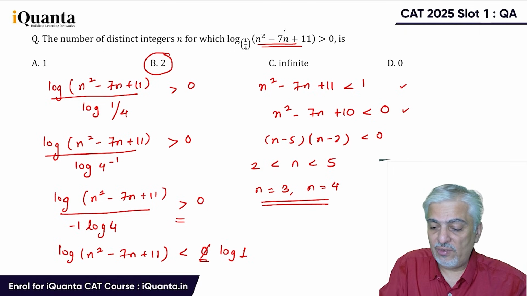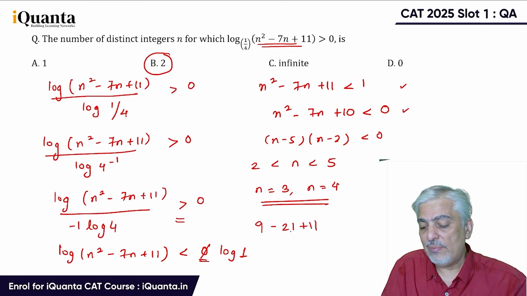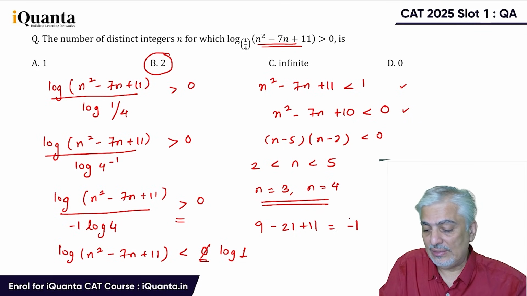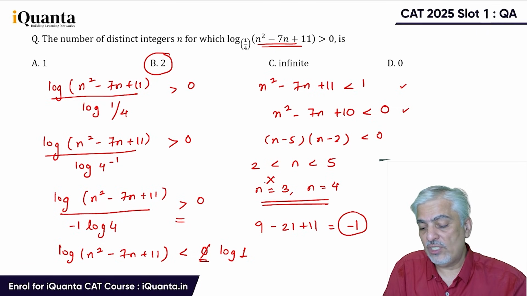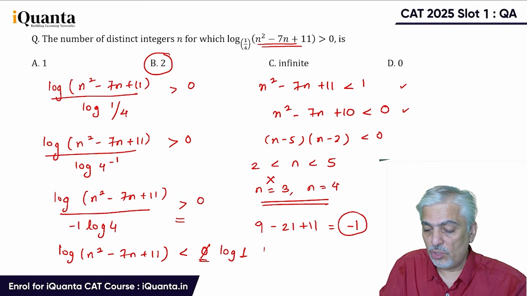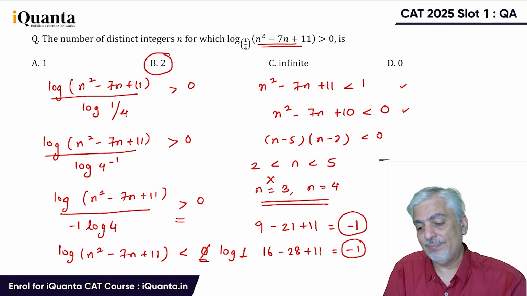So what will we get if we put 3? If I put n as 3, we will get 9 minus 21 plus 11. That will be 20 minus 21, negative 1, which means 3 will not satisfy. Put n as 4. If I put n as 4, it will be 16 minus 28 plus 11, which will also be 27 minus 28, which will also be minus 1, which is not going to satisfy. So the answer for this question will be 0.